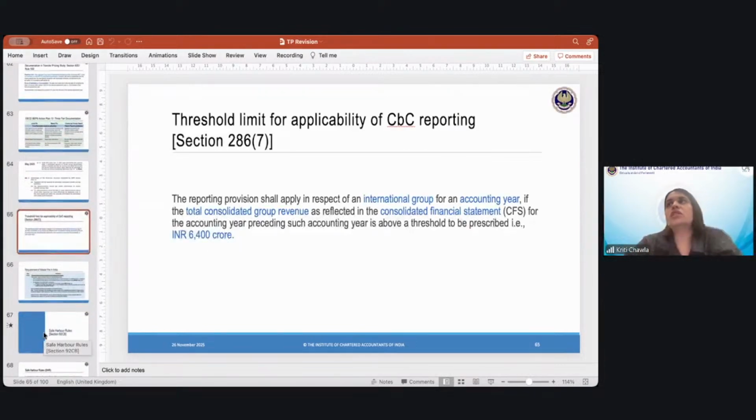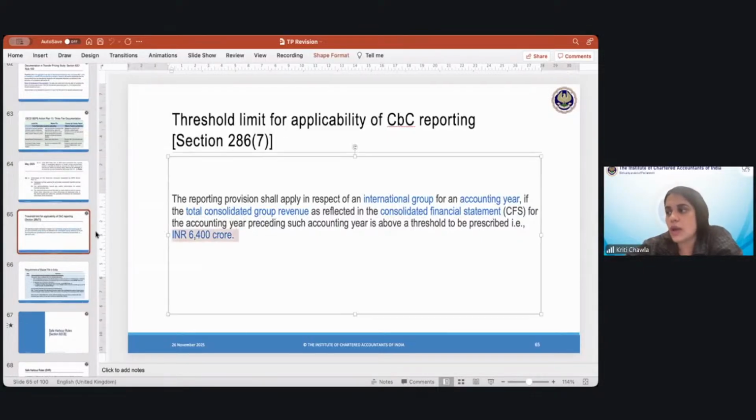Now, when it comes to country by country reporting, it was actually Section 286 where India incorporated the provisions relating to CBCR. And this is where there is a threshold. So CBCR requirements come into existence in India where the threshold is 6,400 crores or more.